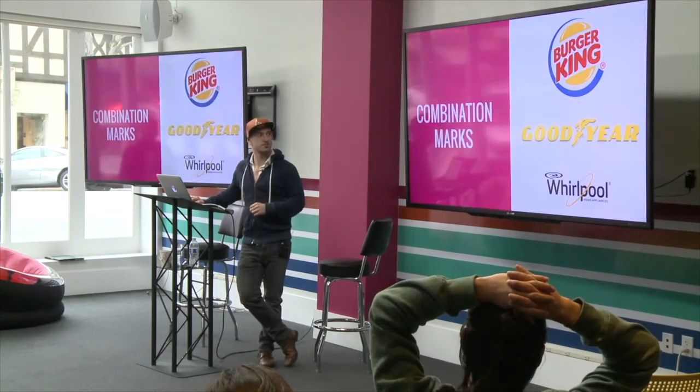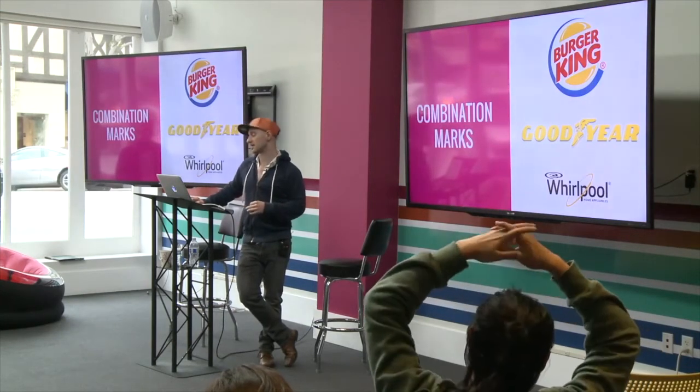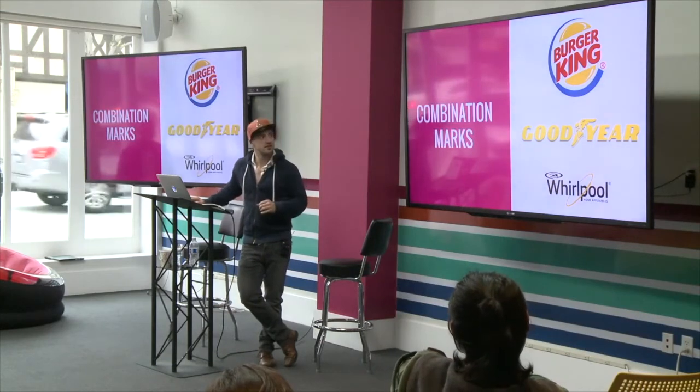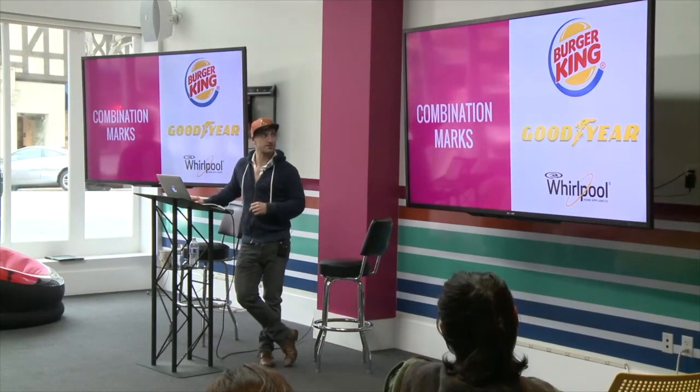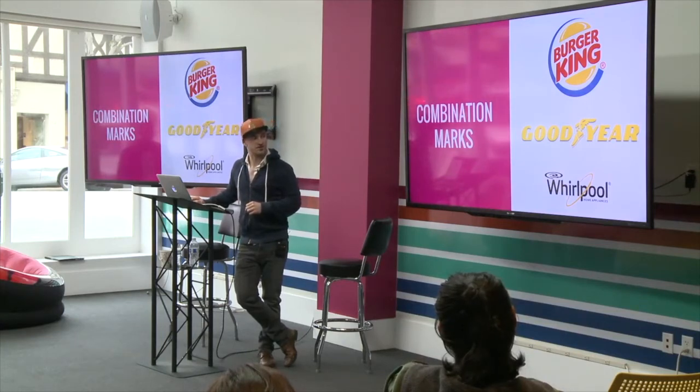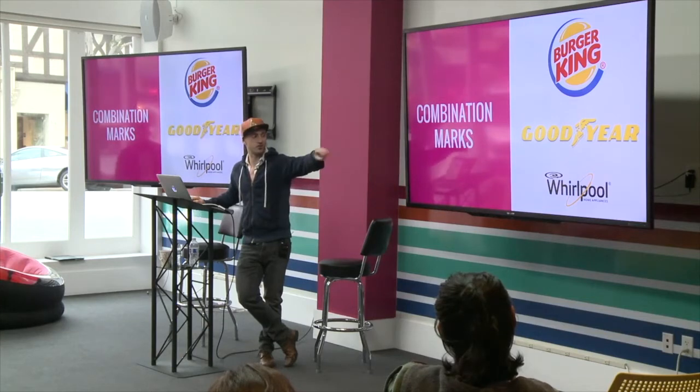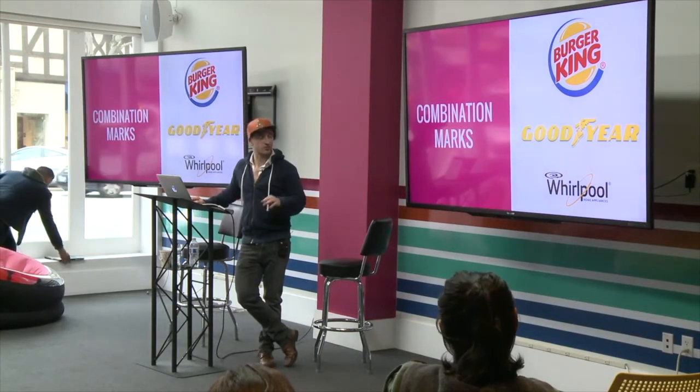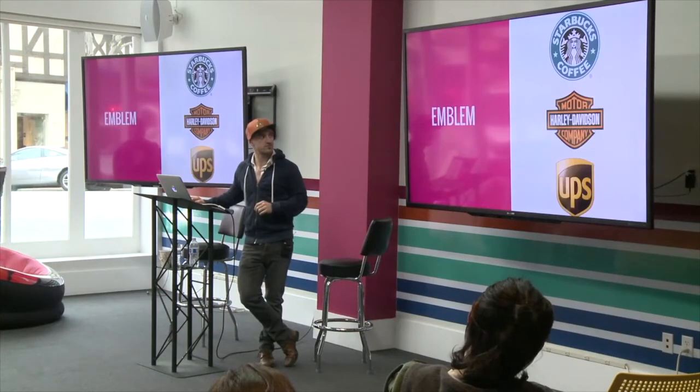Combination marks combine either an icon and text. So Burger King is a good example. It's got Burger King in letters, and it looks like a burger. Goodyear has the shoe, which can stand out on its own, or the Goodyear text. And Whirlpool has a nice balanced logo.